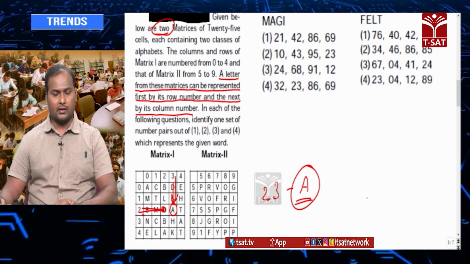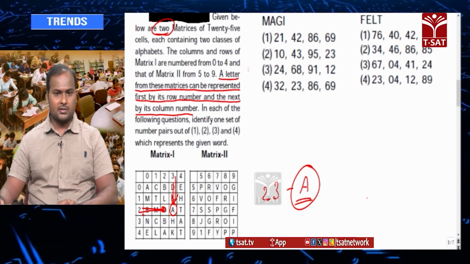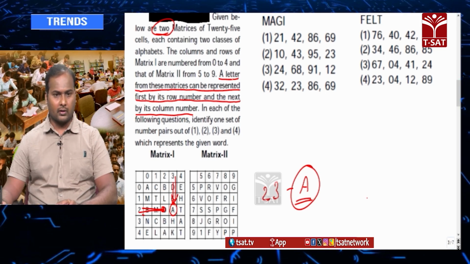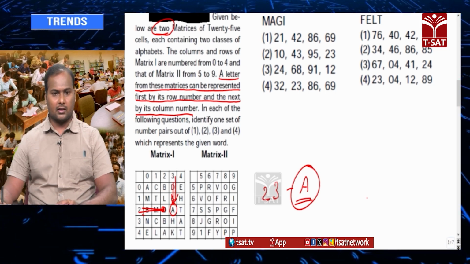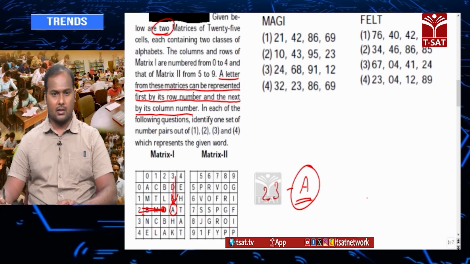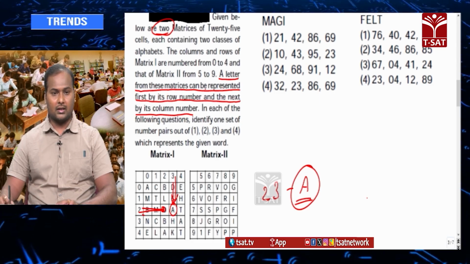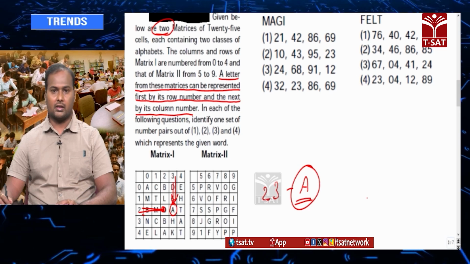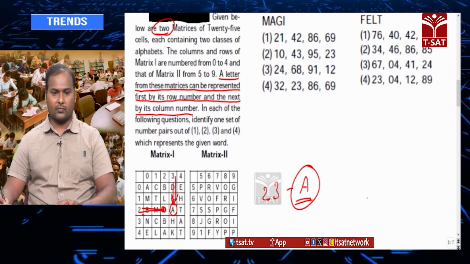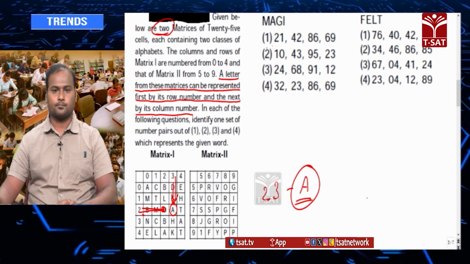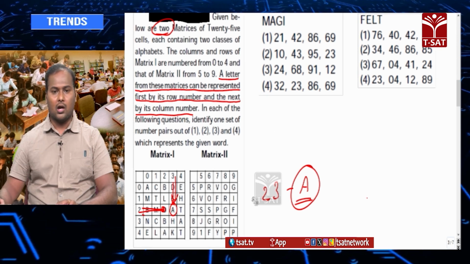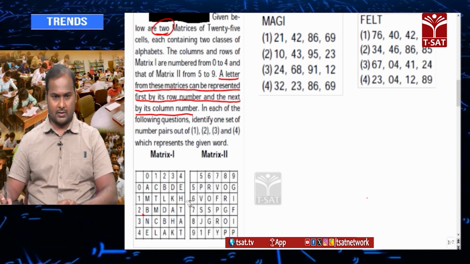The student has to be careful here. Because sometimes in the exam, he will change this wording. How? He will say that a letter from these matrices can be represented first by its column number and then by its row number. Like that also he may ask in the exam. So we need to be careful. So we know now how a letter is represented.